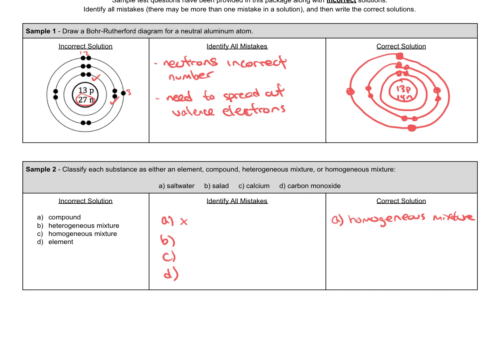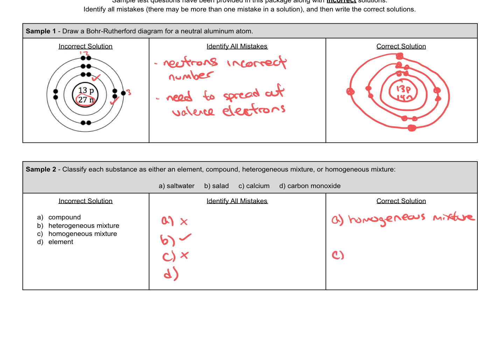A salad they put as heterogeneous mixture. I would agree with that. Heterogeneous mixture means you can see multiple parts to it, and you do in a salad. C, calcium, they put homogeneous mixture. So that would be incorrect.